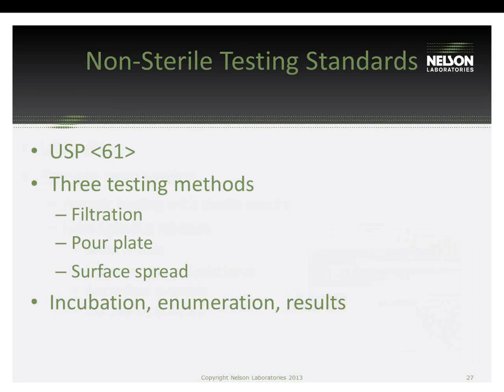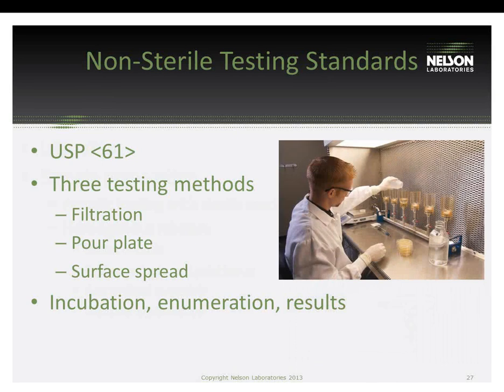There are 3 methods outlined in the USP 61. First is filtration. That's where the sample preparation is placed, it is vacuumed through a filter that catches the organisms, and then the filter is placed on the appropriate agars. Or pour plates can be performed, and that's where a small amount of the sample preparation is placed into a sterile petri dish, and a molten agar is placed into the dish and it's mixed.